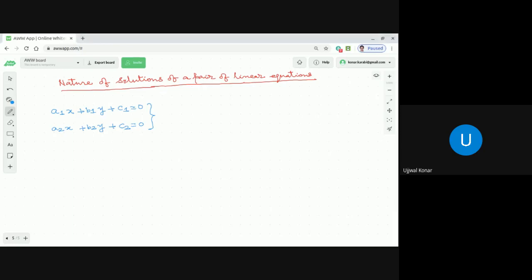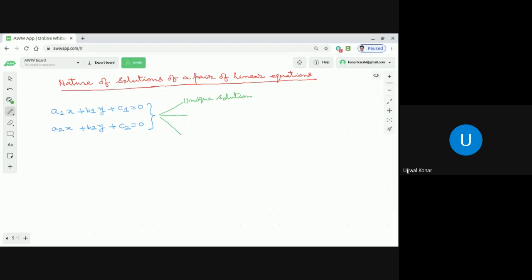What are the three cases that we are going to learn? This pair of linear equations may have a unique solution. Unique solution means what, dear students? Unique solution means you can only find a single set of values of x and y satisfying both the equations. That means it is impossible to find more than a pair of values of x and y satisfying these equations under that unique solution condition.